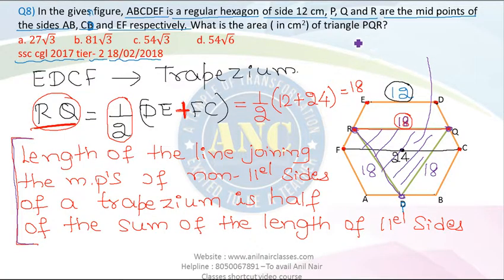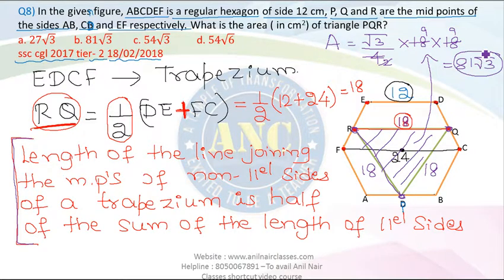We need to find the area of that equilateral triangle, which is root 3 by 4 into side square, root 3 by 4 into 18 into 18. So 2 into 2, so 2 into 9. So this finally becomes 2 into 1, 2 into 9, 9 into 9. Answer for this extremely beautiful question is 81 root 3, which is nothing but option B. I hope this is very clear.